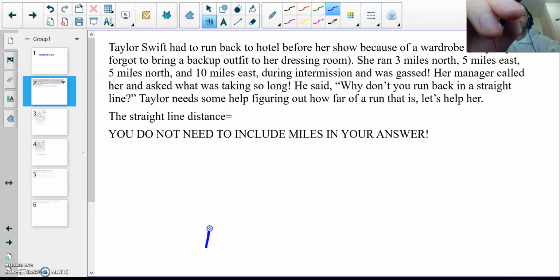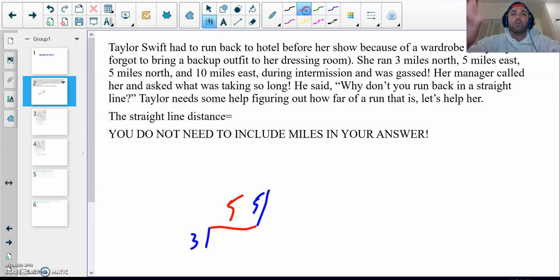All right, so I'm going to start drawing my picture now. So that's 3 miles north. Okay, then she ran 5 miles east, and then 5 more miles north. Okay, 10 miles, and then 10 miles east. All right, so during intermission, her manager called her and asked what was taking so long. He said, "Why don't you run back in a straight line?" Taylor needs some help figuring out how far that is, so let's help her.